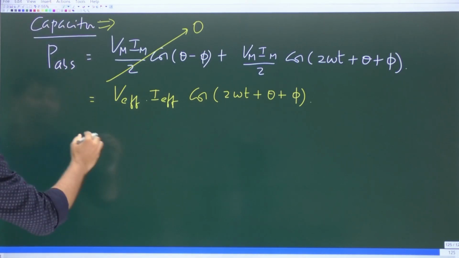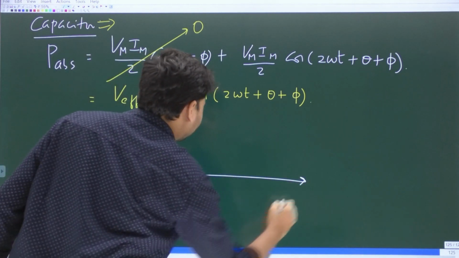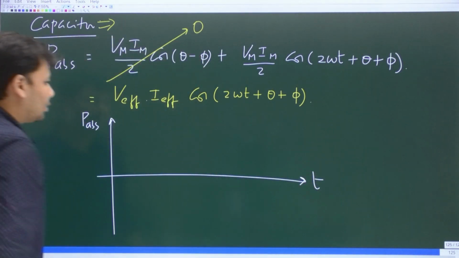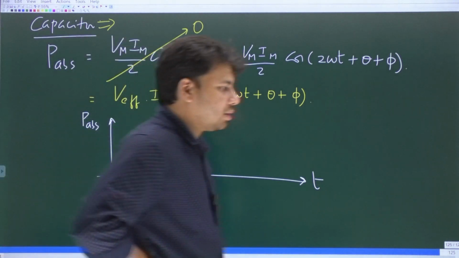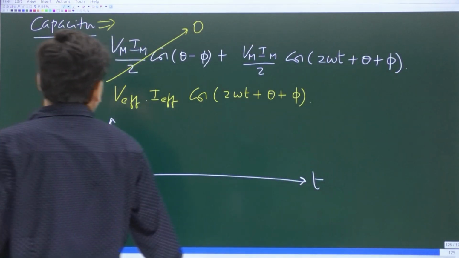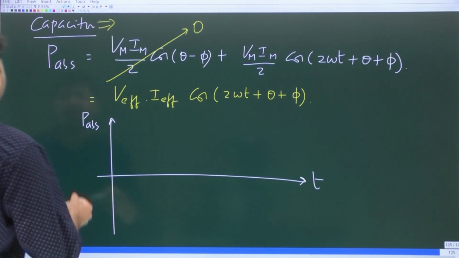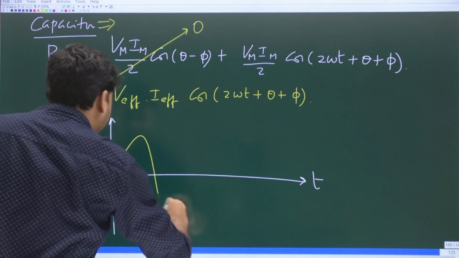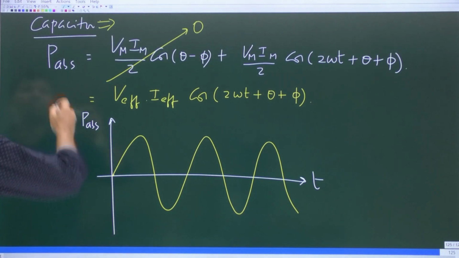So what we will do now is plot the power absorbed versus time. Then we will understand what exactly happens in a capacitor when the voltage applied across it is sinusoidal. V effective into I effective times cos of 2 omega t plus theta plus phi. So it is a pure sinusoidal function. So will it not be like this? It will be like this.